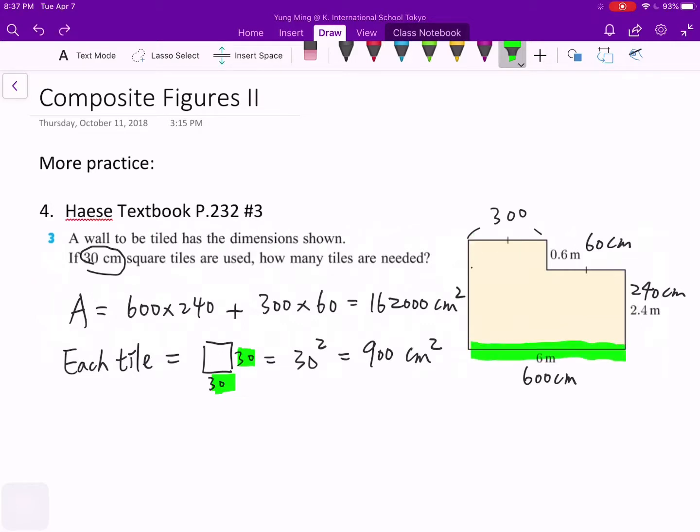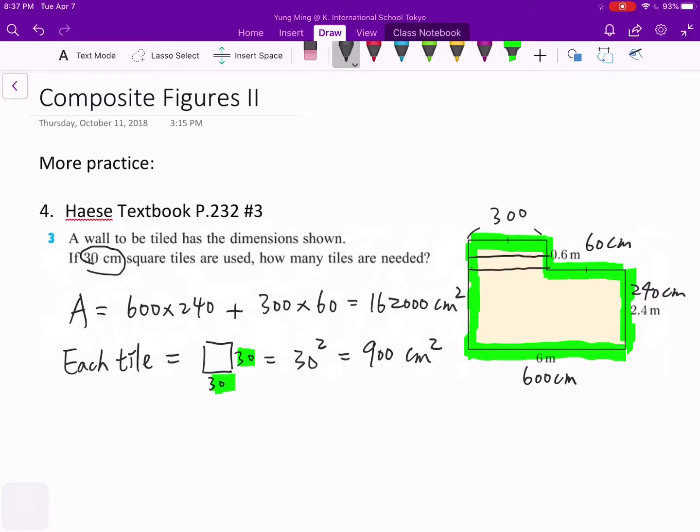Does that divide the 300? Yes, it does. Same as this 300. Does that divide the 240? Yes, it does. Does that divide this part? What is this? This is actually also 300. So it divides everything. By the way, this is 60, so 30 also divides 60. So if you can divide everything, that means you're able to fit perfectly.